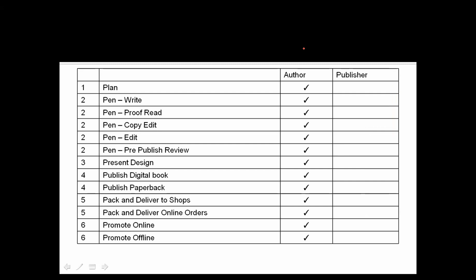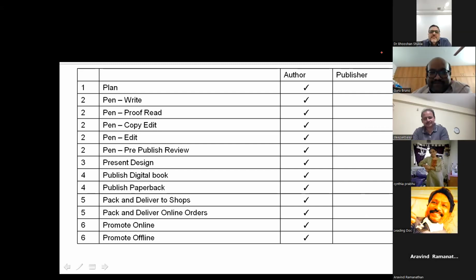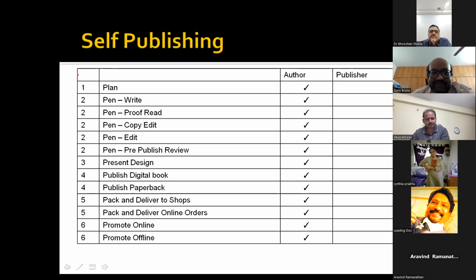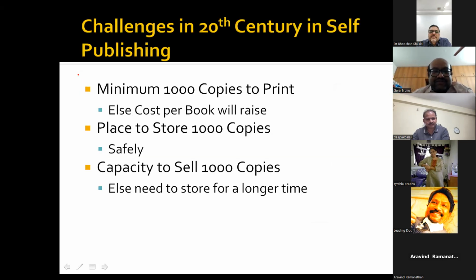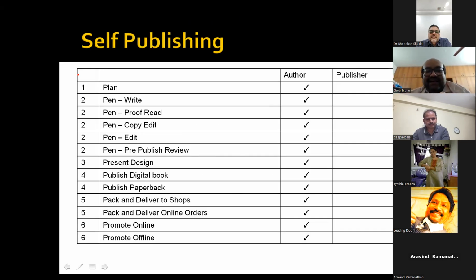Now we will come to another model. What is this? The self-publishing model, I guess. Perfect. This is self-publishing. Earlier, because of the older technologies, we had only three models predominantly. Either the author wrote and the publisher did the other things, or the publisher did everything, that is ghostwriting, or the author did everything, which is self-publishing.